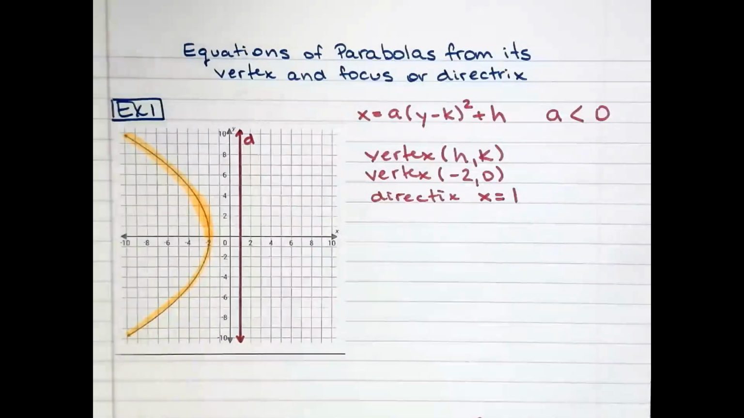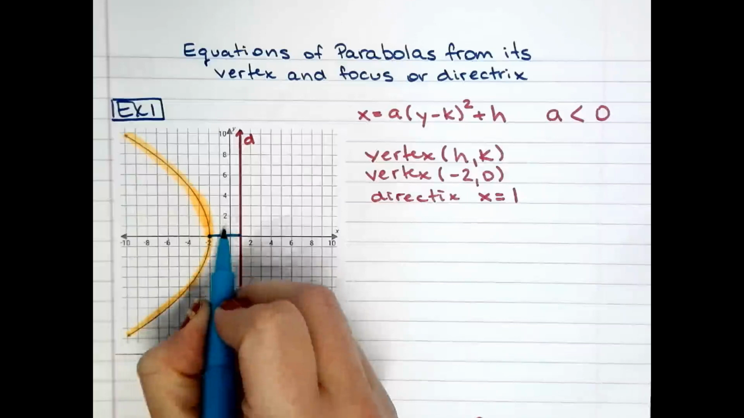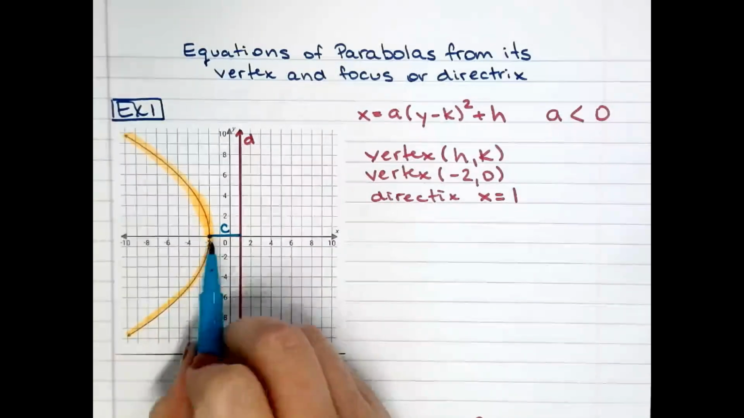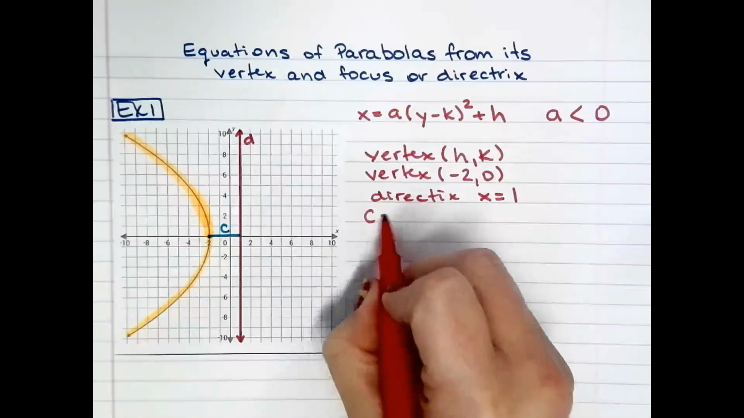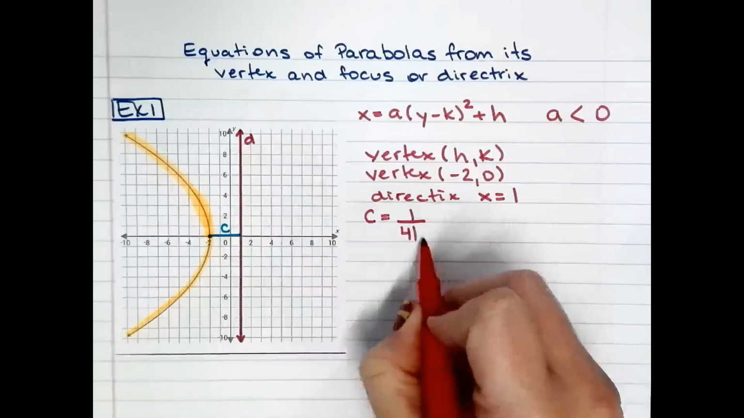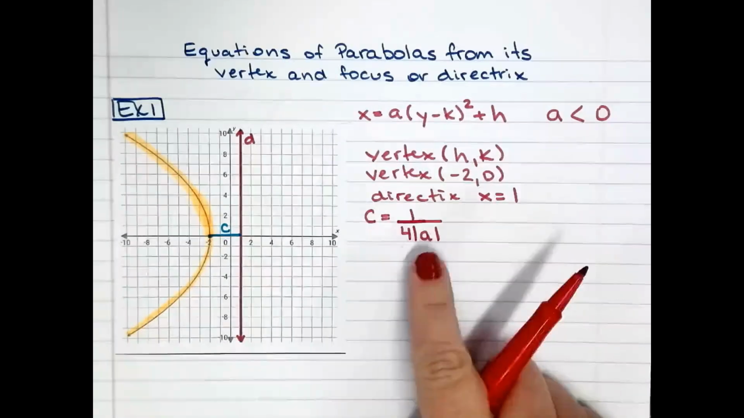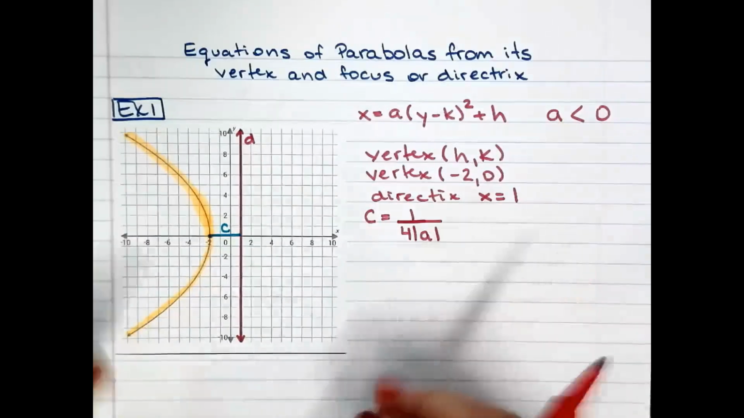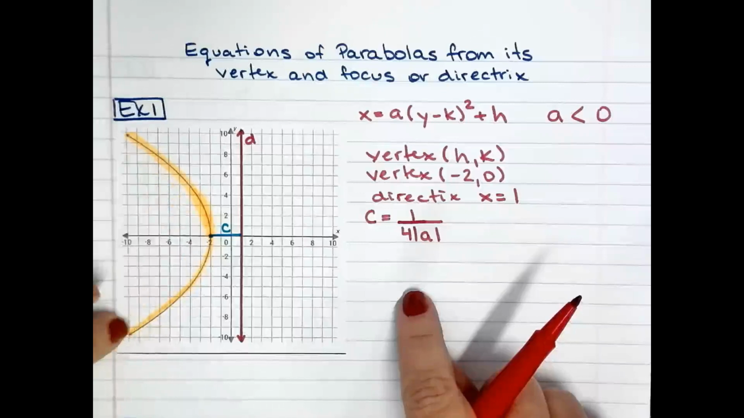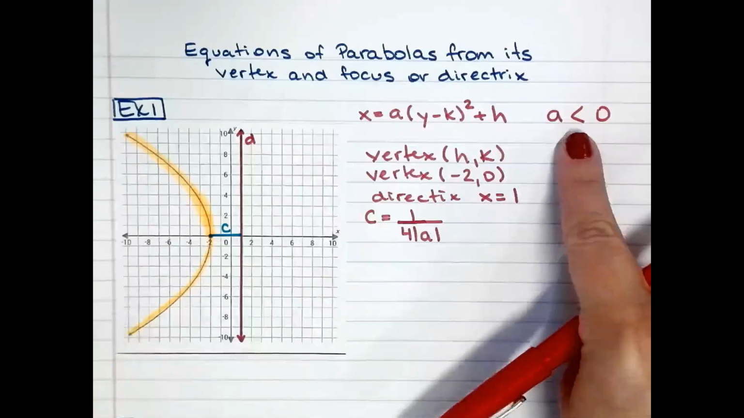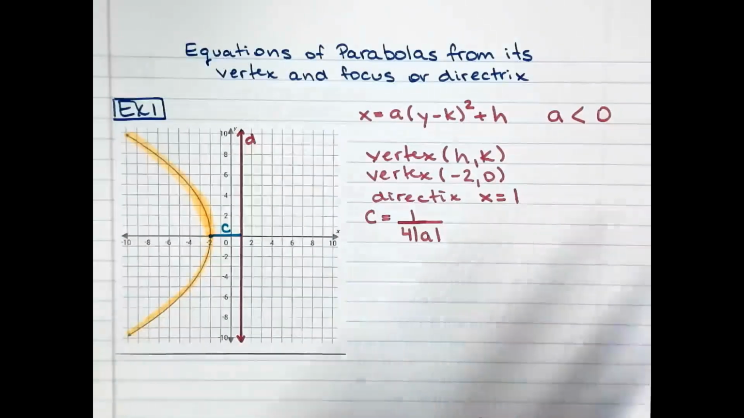I have c right here on the graph, and I know c is the distance from the vertex to the directrix. That's c right there, and in this case, it is 1, 2, 3. So c equals 3. Remember, c is 1 over 4 times the absolute value of a. Absolute value because we're talking distance here, so that's always going to be positive. Because your parabola is opening left, a will end up being negative. We just need to remember to write that in vertex form when it all comes together.